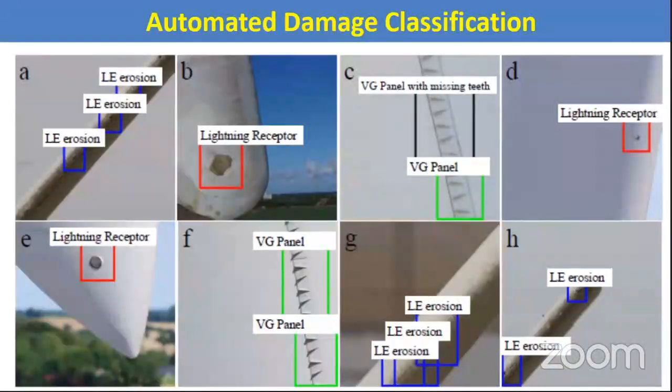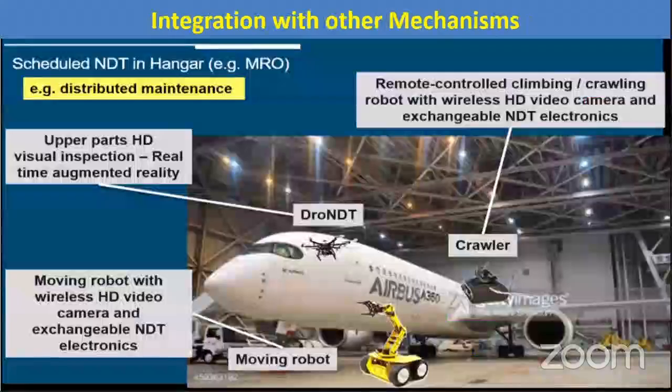And it helps you in doing automated damage classification, like what you're seeing here: leading edge erosion, lightning receptors, and many other features which are seen on a very large structure like a turbine blade. Of course, it's a combination of things like drones and robots, which can do a complete inspection of an aircraft. Airbus is working on this.